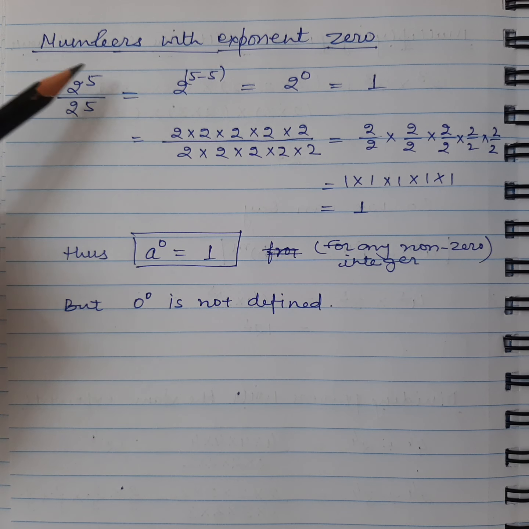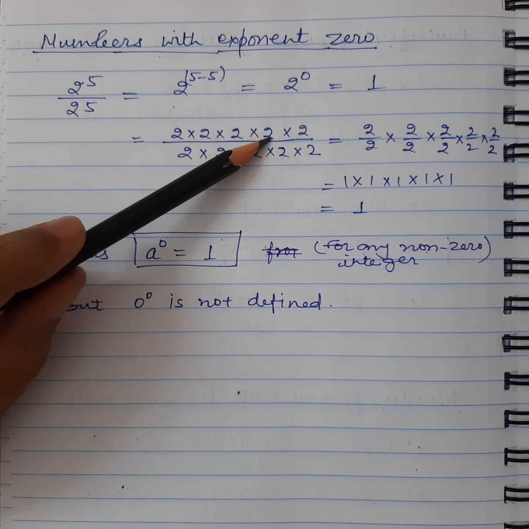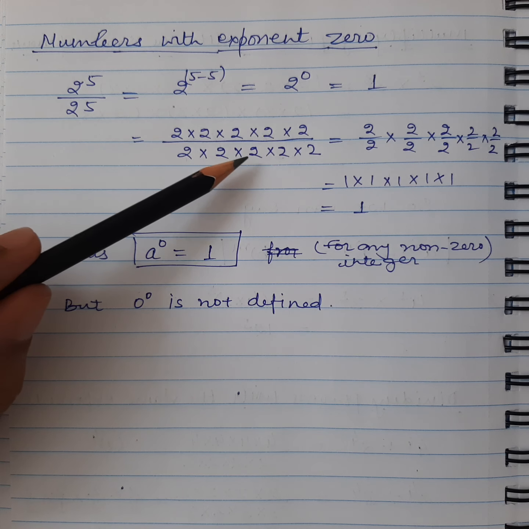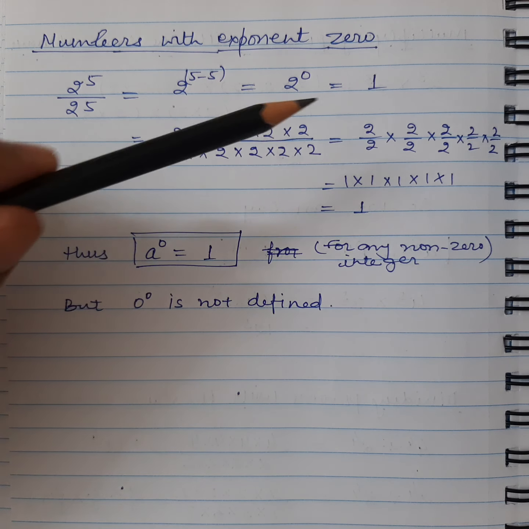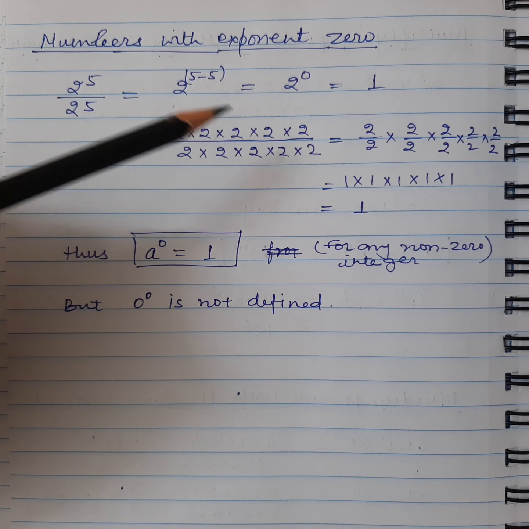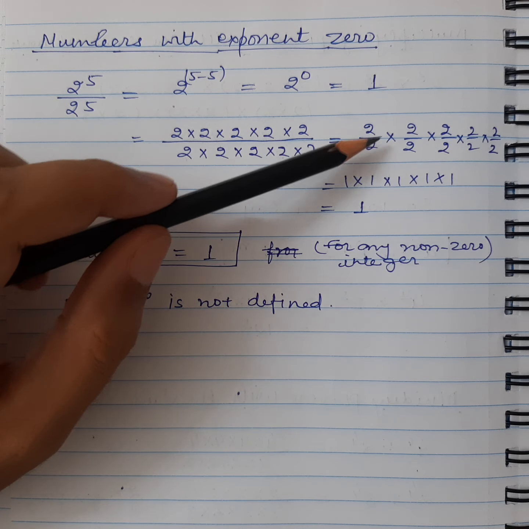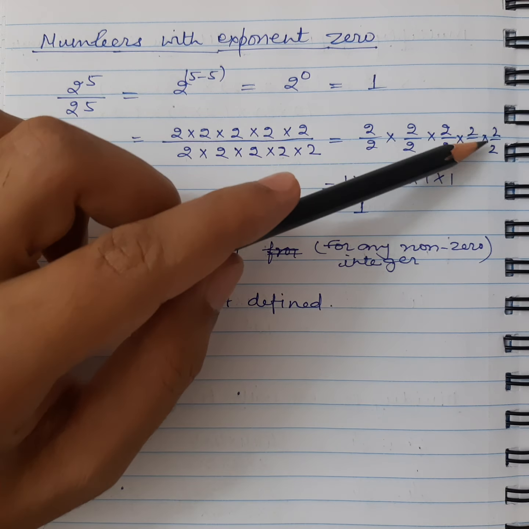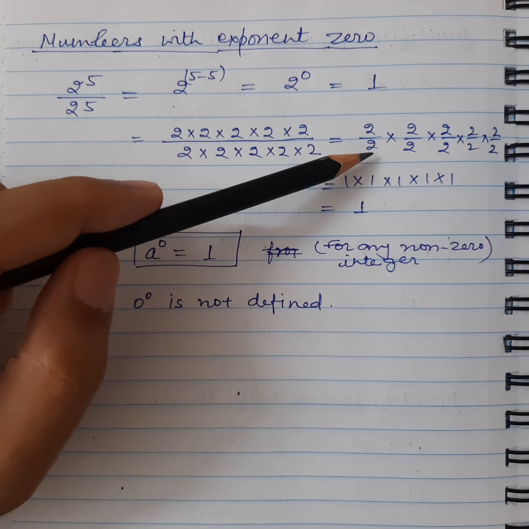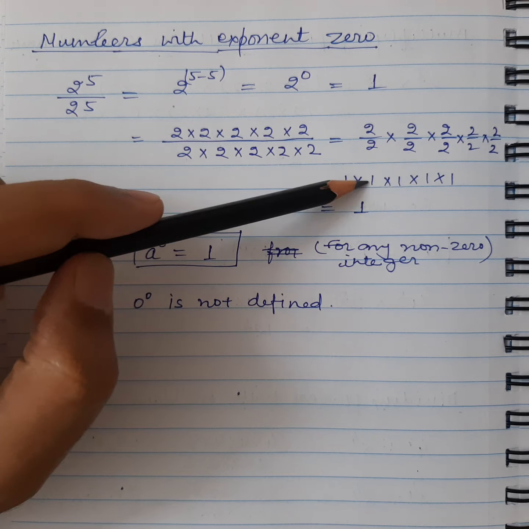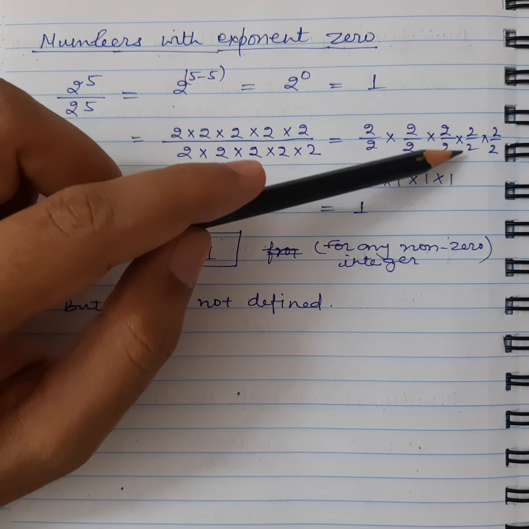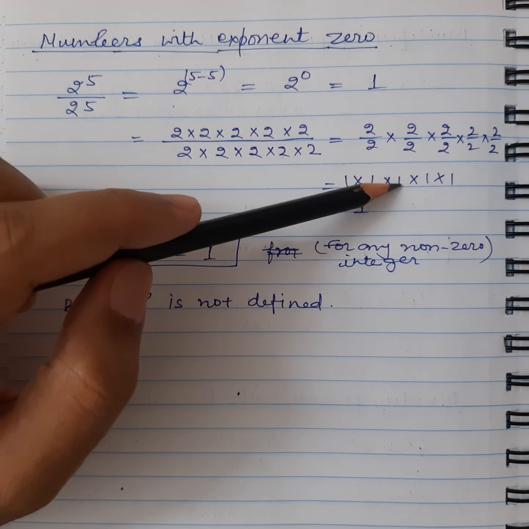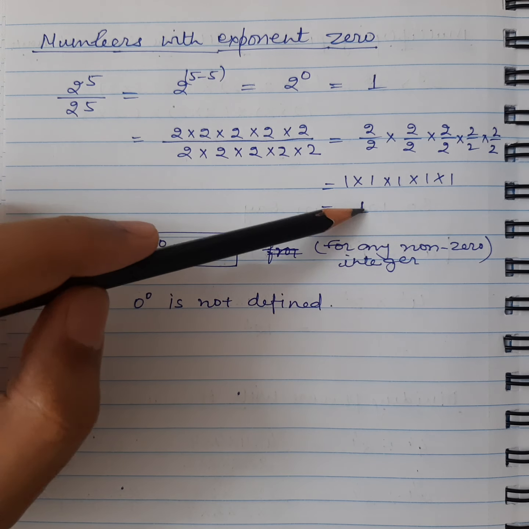So we can write 2 raised to power 5 as 2 multiplied by 2 multiplied by 2 multiplied by 2 multiplied by 2, and then we can again write 2 raised to power 5 as 2 multiplied by 2 multiplied by 2 multiplied by 2 multiplied by 2. So we can rearrange this expression as 2 divided by 2 multiplied by 2 divided by 2, and so on, five times. So each 2 divided by 2 is 1, and 1 multiplied by 1 multiplied by 1 multiplied by 1 multiplied by 1 will be 1.